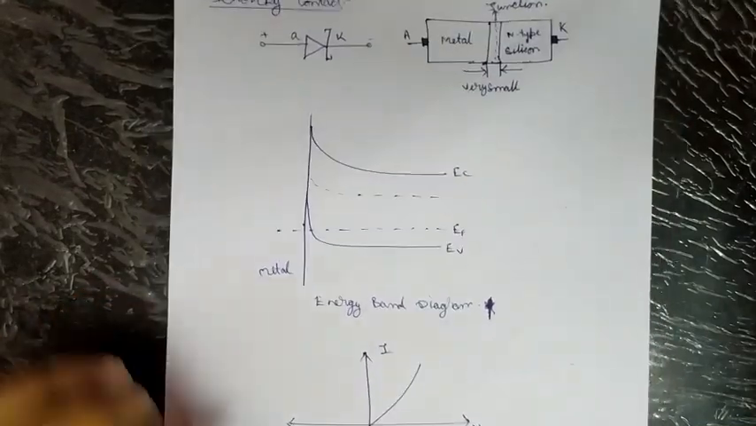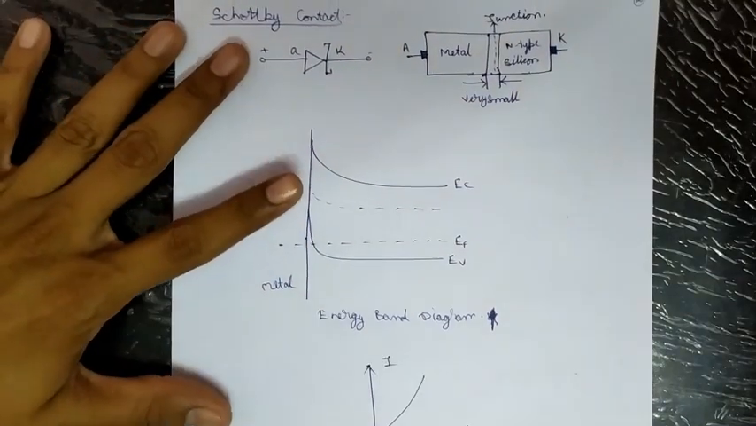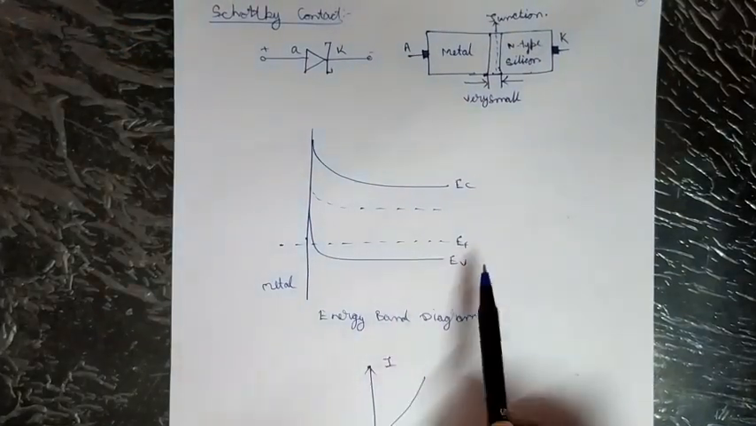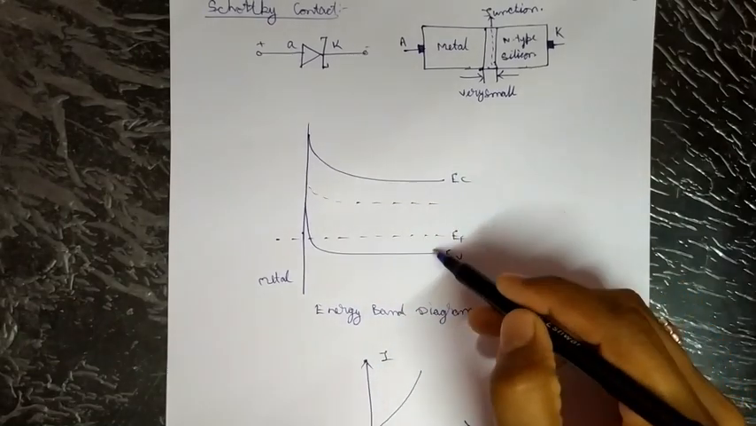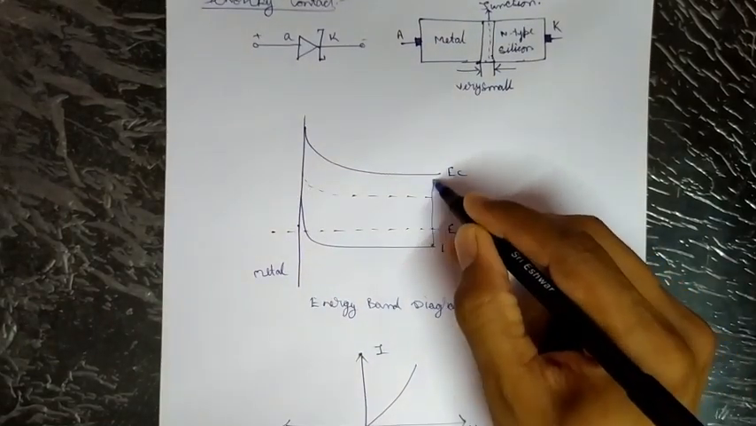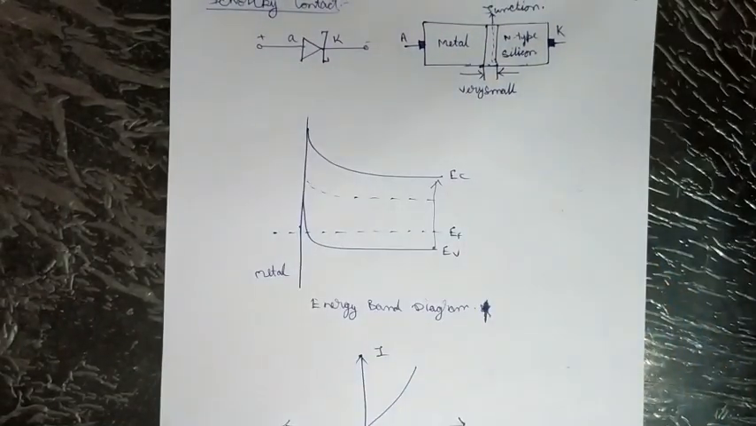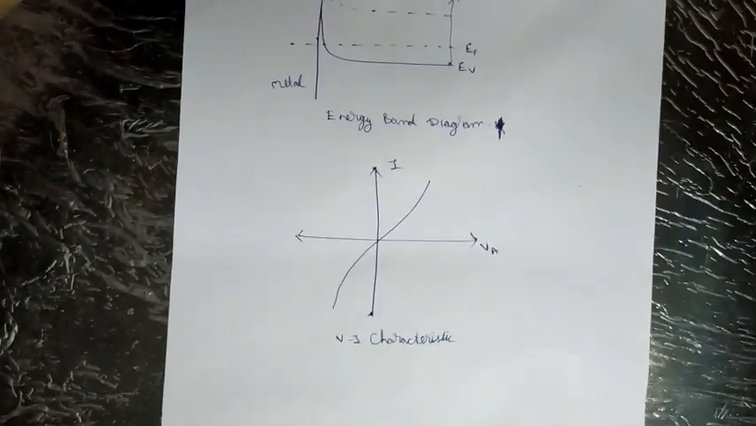So here is the energy band diagram of the Schottky diode. This is the valence band, this is the conduction band, where energy goes from here to here. So we have the VI characteristics of the Schottky diode.